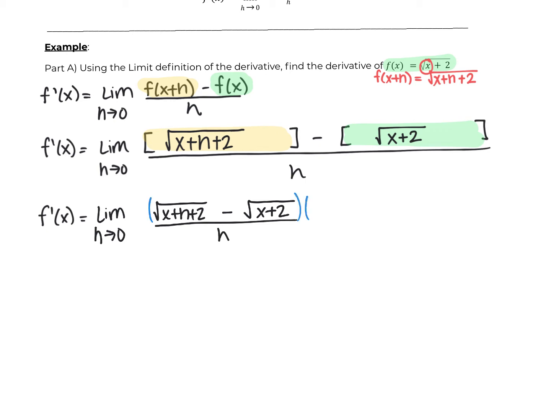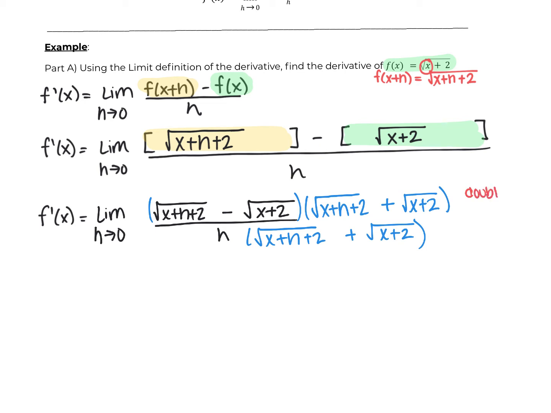So conjugates. The conjugate of this numerator is switching the middle sign: rad x plus h plus 2 plus rad x plus 2. And whatever I do to the bottom, I have to do to the top. And just like we did with the limits, we're going to double distribute the conjugate pair. So double distribute, and we're going to leave the other part alone.